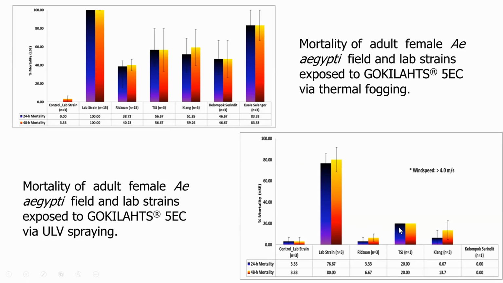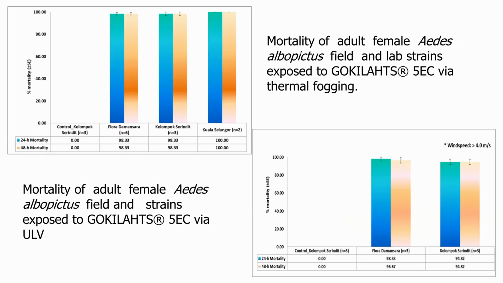So you can see that there is resistance development, because when you see the lab strain here, it is 100% kill, and this is another strain from rural where there's less exposure, still almost 100% kill. But in the ULV, the lab strain still has high mortality compared to the field strain. This indicates that this particular commercial insecticide is already resistant to the field mosquitoes.